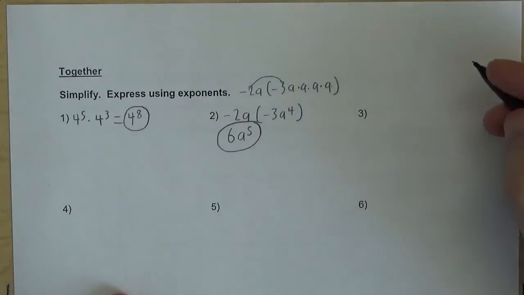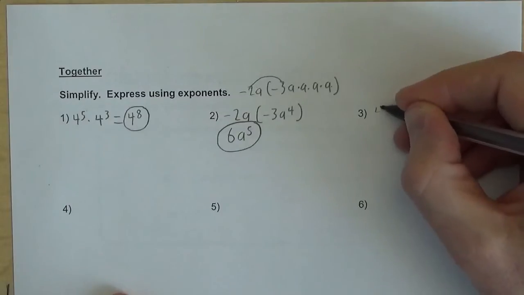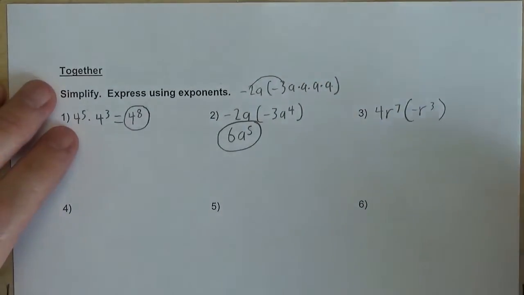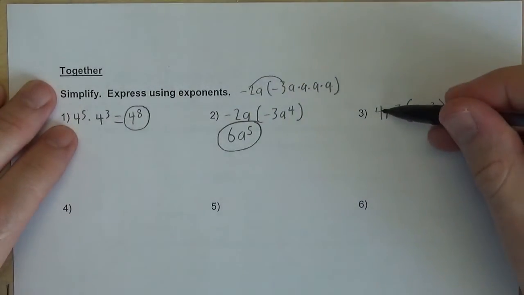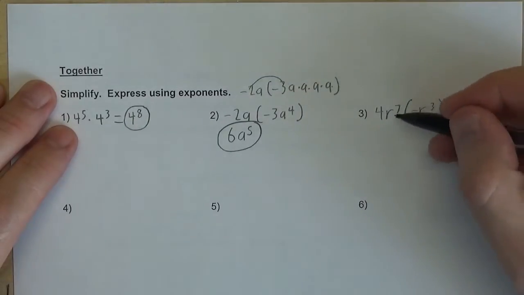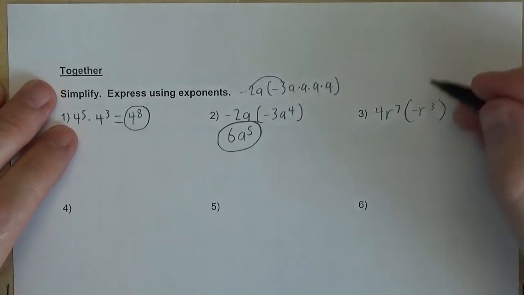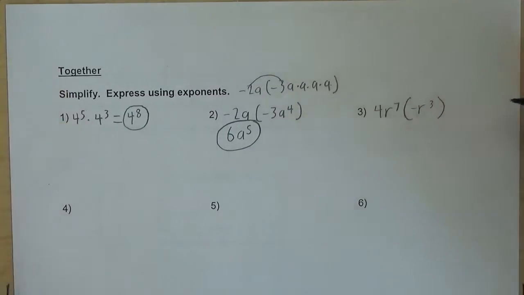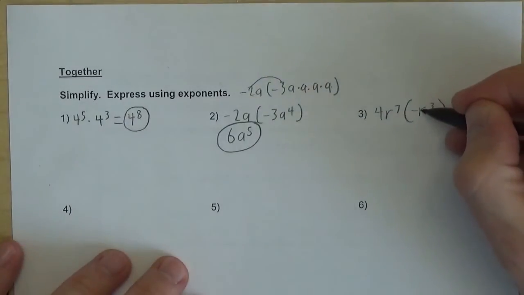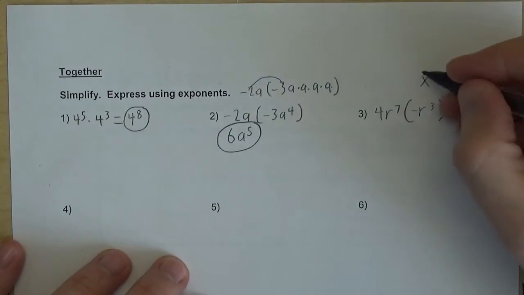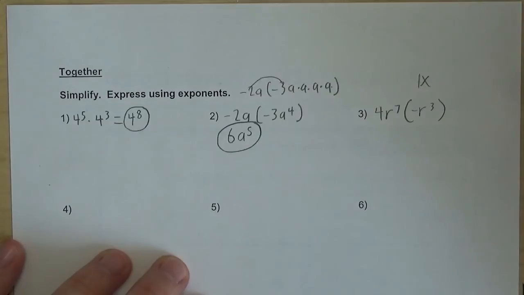So let's see what that looks like here on number 3. We have 4r to the 7th times -r to the 3rd. All right, on this one, 4 is not a power, does not have an exponent, and we would multiply that times the regular number over here, but there's no number written. Many of you know by now that if there's no number with a variable, like if I just had x, if we have to pull some number out of there, there's an understood 1 there, okay?